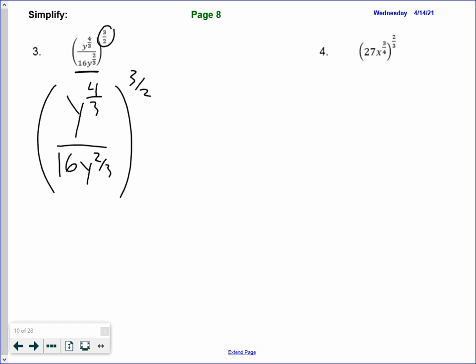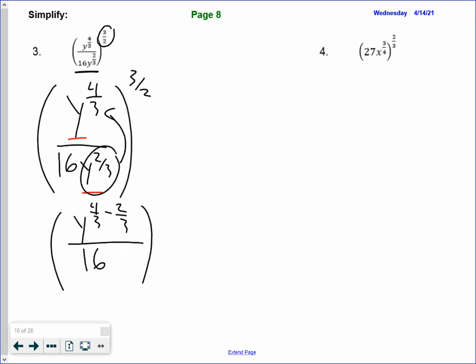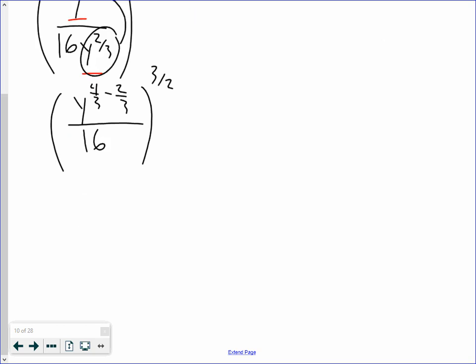And we see we have a base of y on the top and bottom of this fraction. Since we have the same base on the top and the bottom, we can use our quotient of powers property to combine the two into one base. So the top will become y to the 4/3 minus 2/3. We're taking this exponent and subtracting it from the top one. And we're left with 16 on the bottom, all raised to the 3/2. So the top, we get y to the 2/3, all over 16, raised to the 3/2.